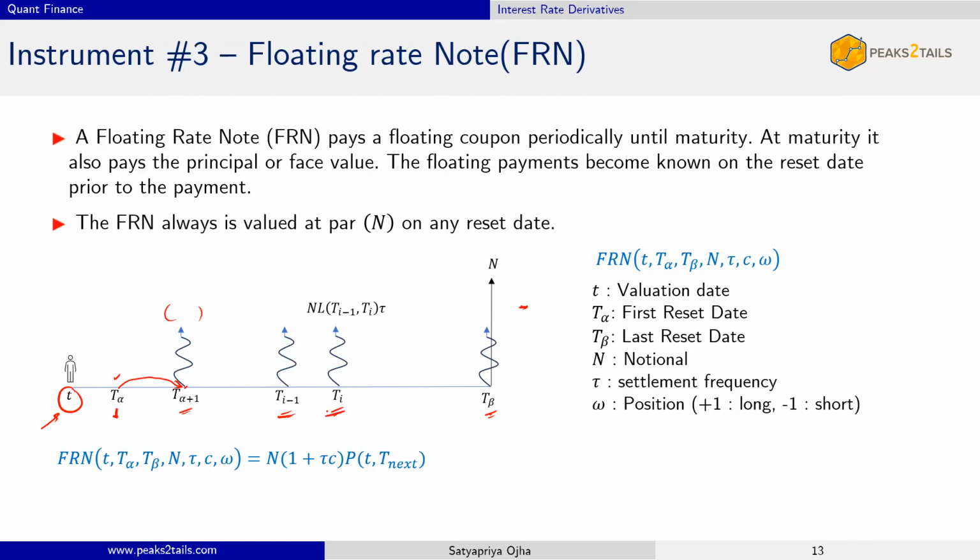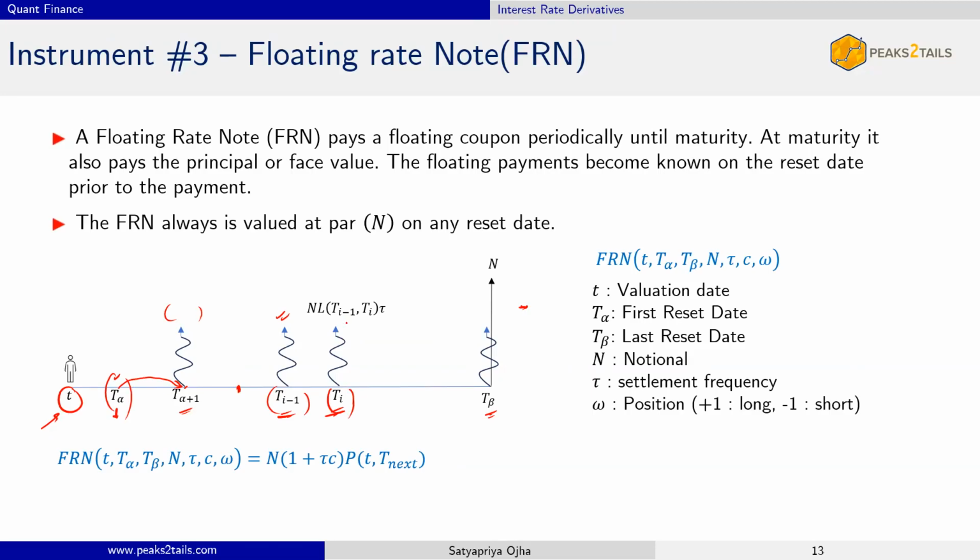So here is a more generic argument. Remember, at T alpha there is no payment. It's the first reset date. The payment starts from the next one. So let's say there are two intermediate time points, Ti minus 1 and Ti. You also have some coupon payment at Ti minus 1, which would have been decided a period prior to this. But let's talk about Ti.